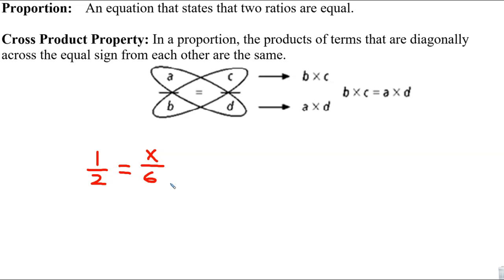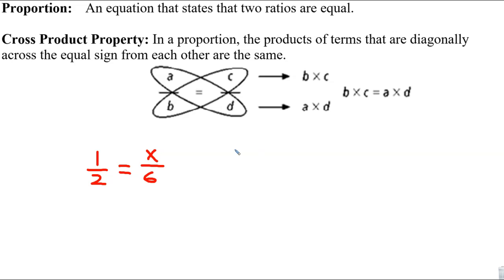To do that, I'm going to use something called the cross product property. It just says that in a proportion, the products of the terms that are diagonally across from the equal sign from each other are the same. So in this case, if we have the proportion A over B equals C over D, the cross products would be A times D and B times C, and this property is saying that these two cross products are equal to each other.